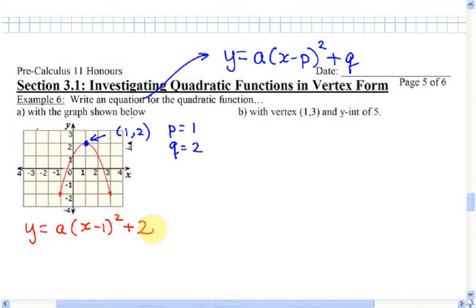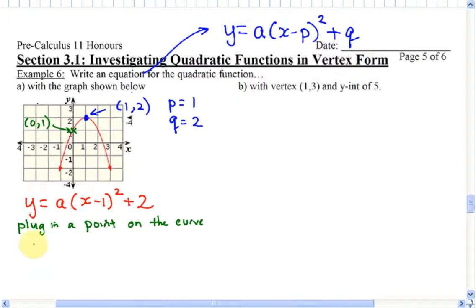Hey, that's pretty good. With this equation, all I need now is to figure out a. You kind of know the y-intercept. What is the y-intercept here? 1. Okay, so Rebecca says, well, we know the y-intercept. That's cool, but how is that going to help us solve for a? Yeah, plug it in. To solve for a, all you need to do is plug in a point that is actually on the curve. Since the point on the curve is 0, 1, let's plug that in. So in this case, I'm going to plug in the y-intercept. What's my y value here?